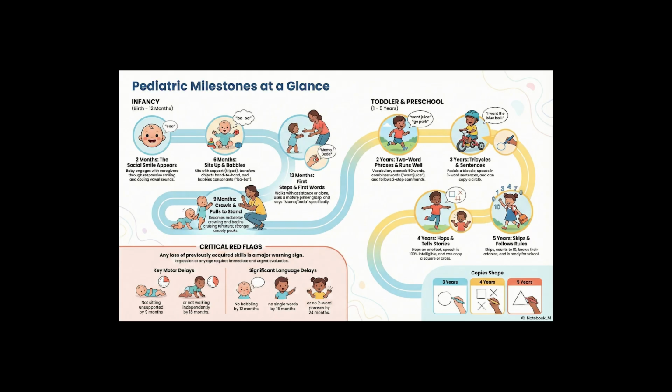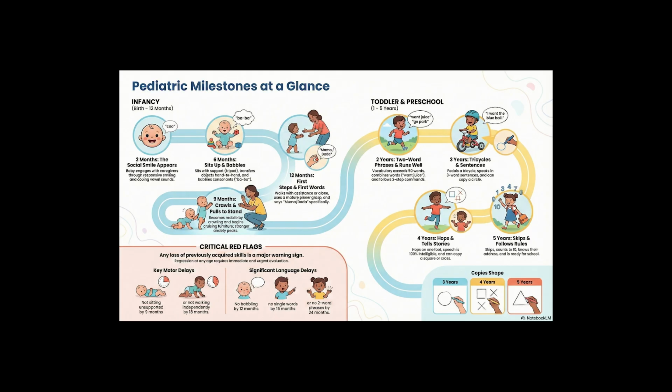Let's talk about autism spectrum disorder. Boards love this topic. We screen at 18 and 24 months. What are the early warning signs? The CHAT mnemonic is a great way to remember them. C is for communication concerns. Specifically, no babbling by 12 months, no single words by 16 months, and no two-word spontaneous phrases by 24 months. That's a hard stop.